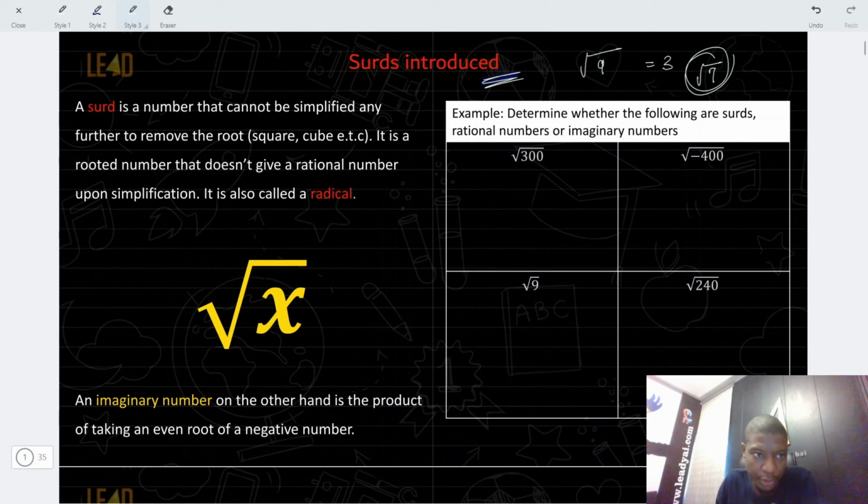It could be a square root or a cube root, and it doesn't give a rational number. It is also called a radical. So basically, the square root of x or the square root of any number that cannot be simplified.